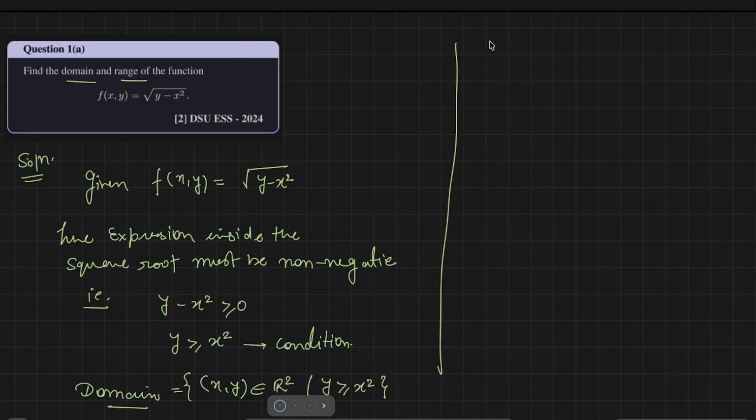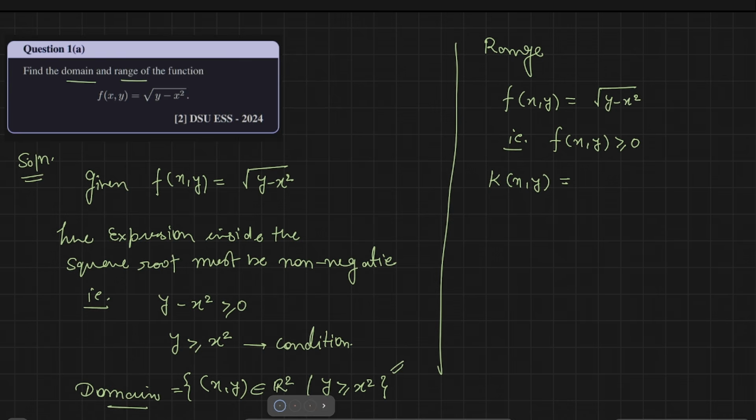Now come to the next, that is the range. How to write the range of this function? f of x comma y is equal to square root of y minus x squared is given. The square root is always a non-negative value. It means that f of x comma y will always be greater than or equal to 0. Now check whether, according to this domain, every non-negative number can occur or not. For that you can take f of x comma y is equal to k.